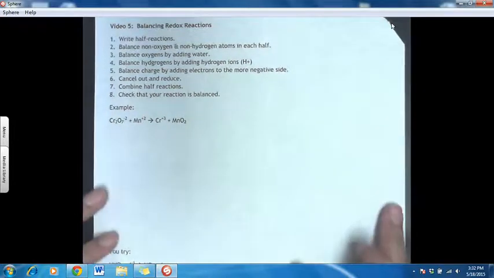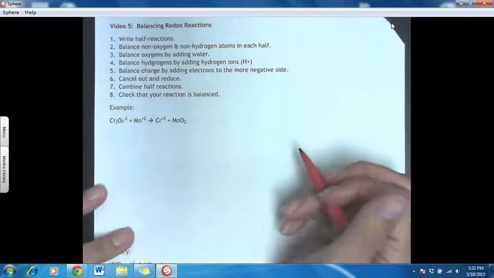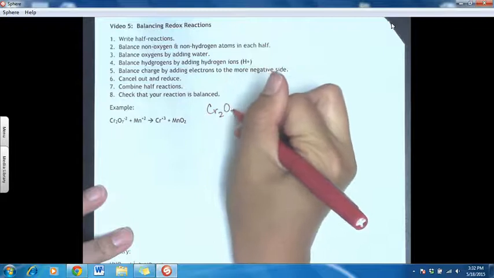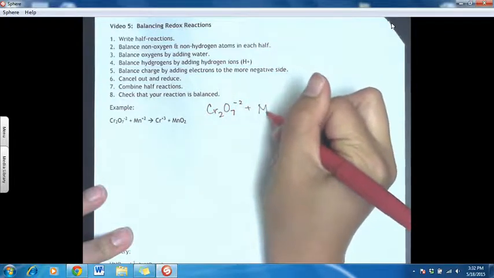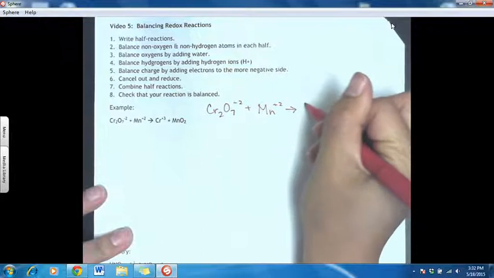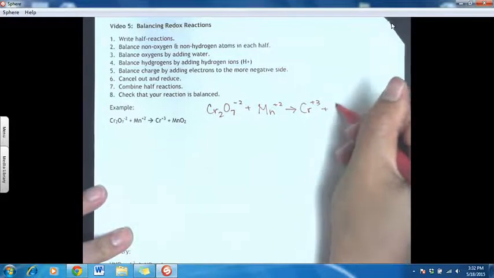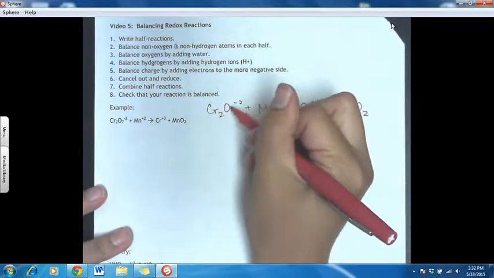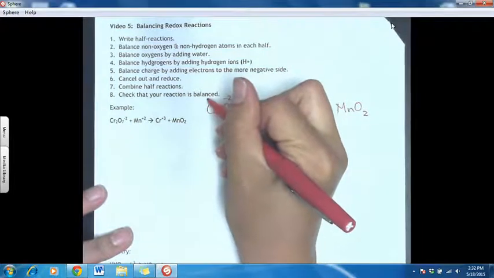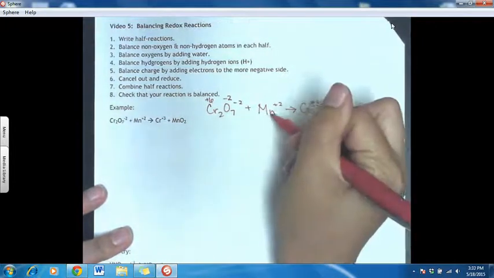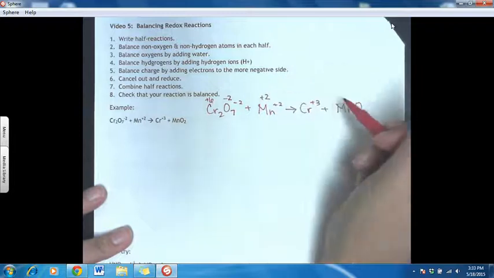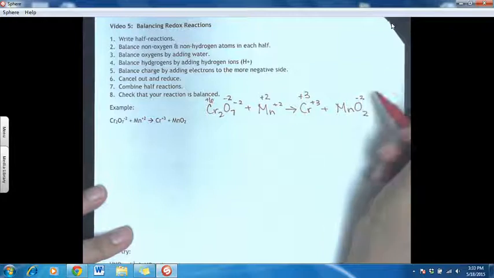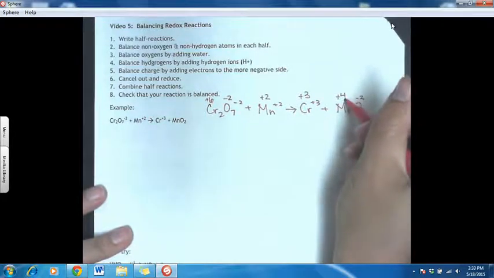So we'll start with our example. And the first thing we need to do is assign oxidation numbers so we can write half reactions. So I have Cr2O7, overall charge of -2, Mn +2 goes to Cr +3, MnO2. Here, oxygen is always -2, so that means chromium has to be +6. Manganese, the ion, is its charge. Chromium, the ion, is its charge. Oxygen is always -2, therefore manganese must be +4.